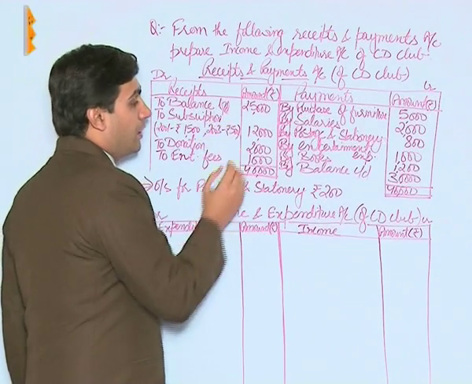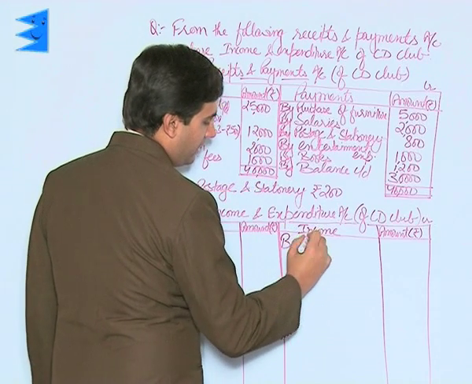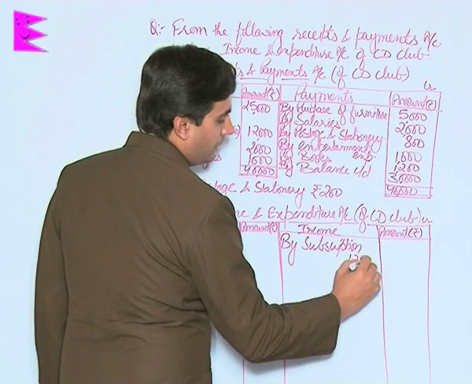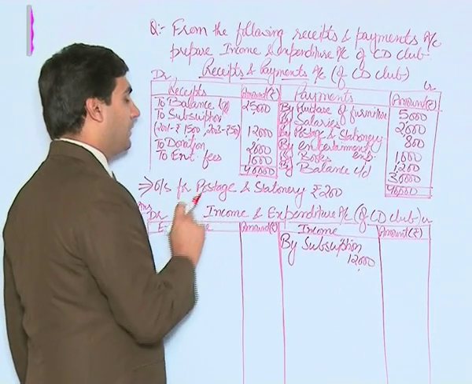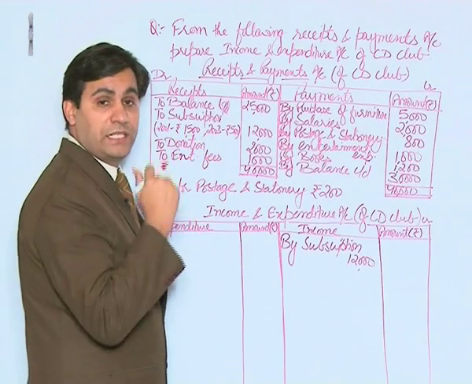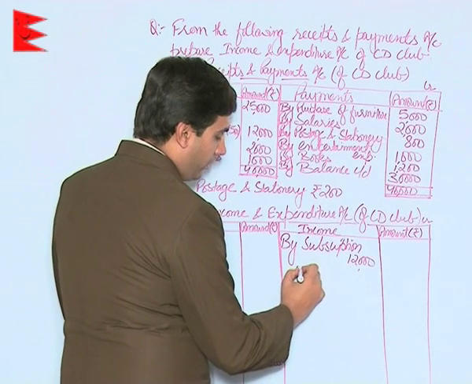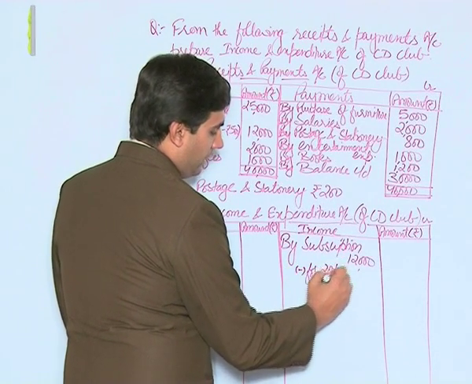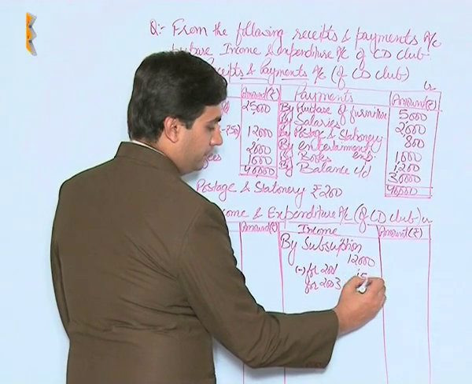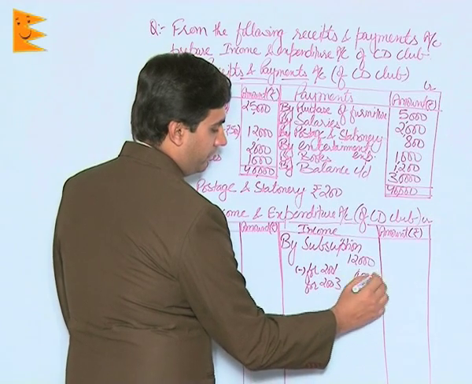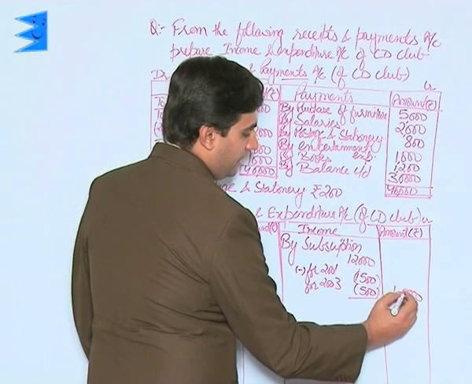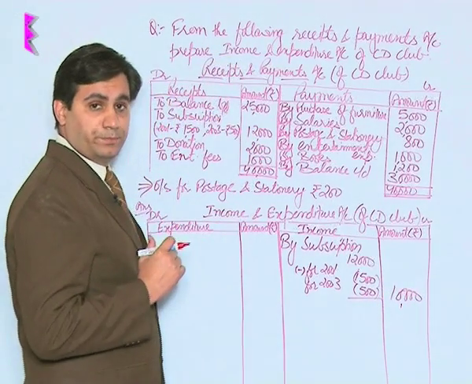Then coming to subscription. The total amount of subscription that we have received is 12,000. It is very clearly mentioned that out of this 12,000, 1,500 is for the previous year, 2001, and 500 is for 2003. So let us deduct them because they do not relate to this year. We'll deduct 1,500 and we'll deduct 500. So the net receipts for this year, or the income for this year, is 10,000.